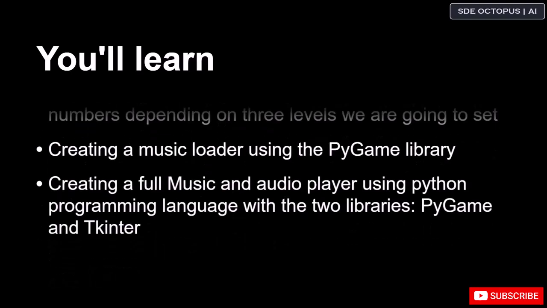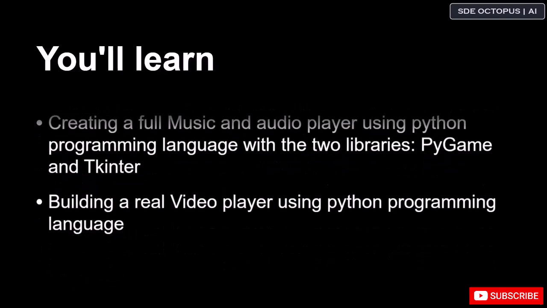After creating a music loader, we are gonna be creating a full music and audio player using Python programming language, a full application to play music or play an audio file with these 2 libraries, Pygame and Tkinter. After that, we are gonna build another program. This program is a real video player using the Python programming language with libraries such as OpenCV library. We are gonna install that library for computer vision and we will use it after that to create a video player using Python.